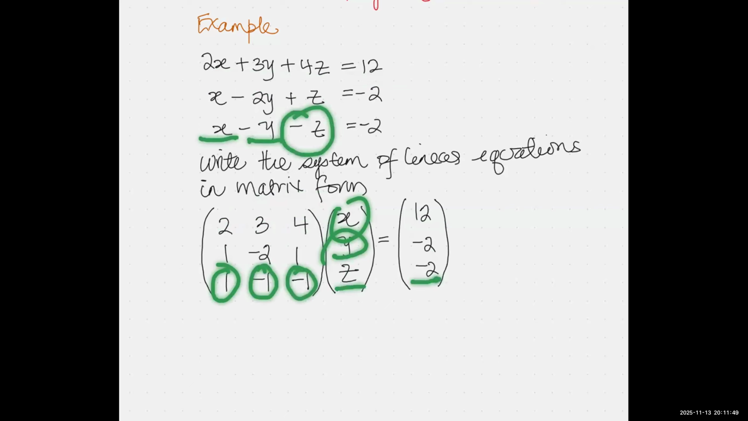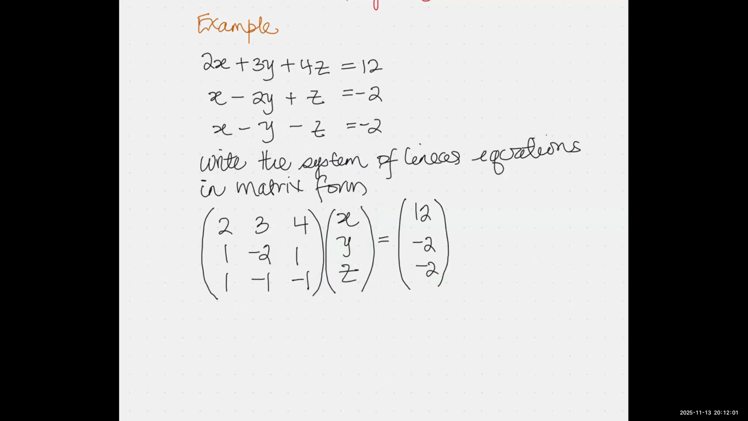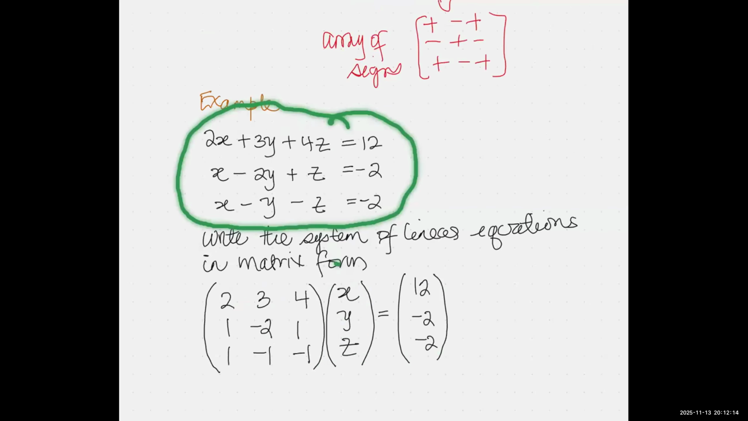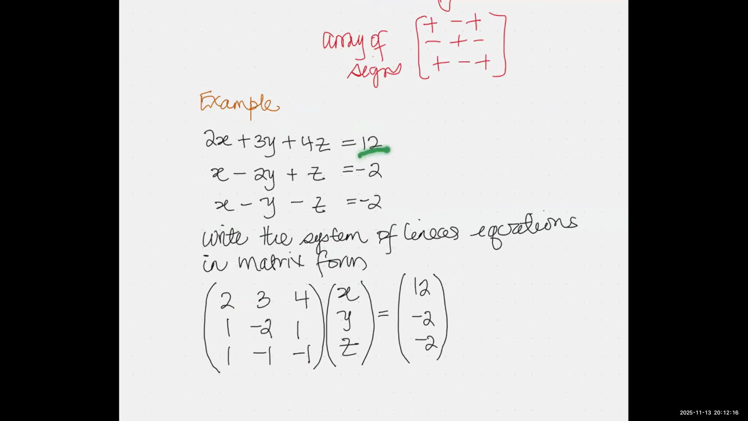All right, sir, now how do you get 12? See the 12? By expressing yourself, this is a question that was given. So they gave you the 12 and the negative 2, and we just write it in matrix form. All right, thank you. Watch me now.